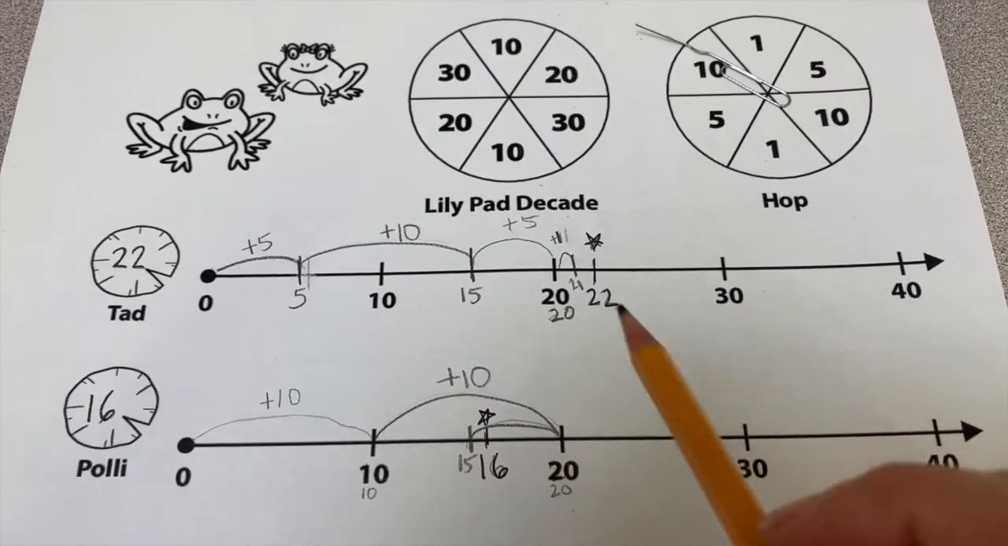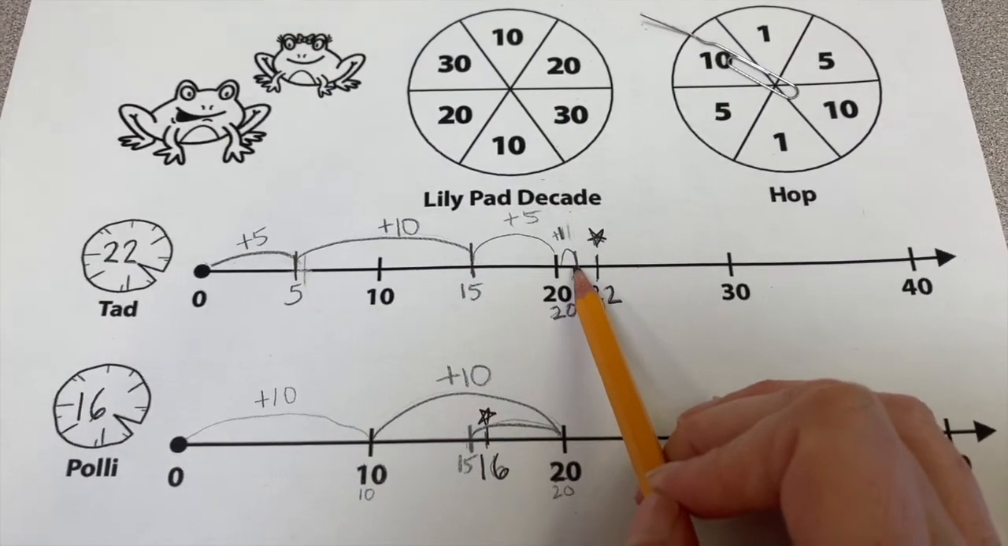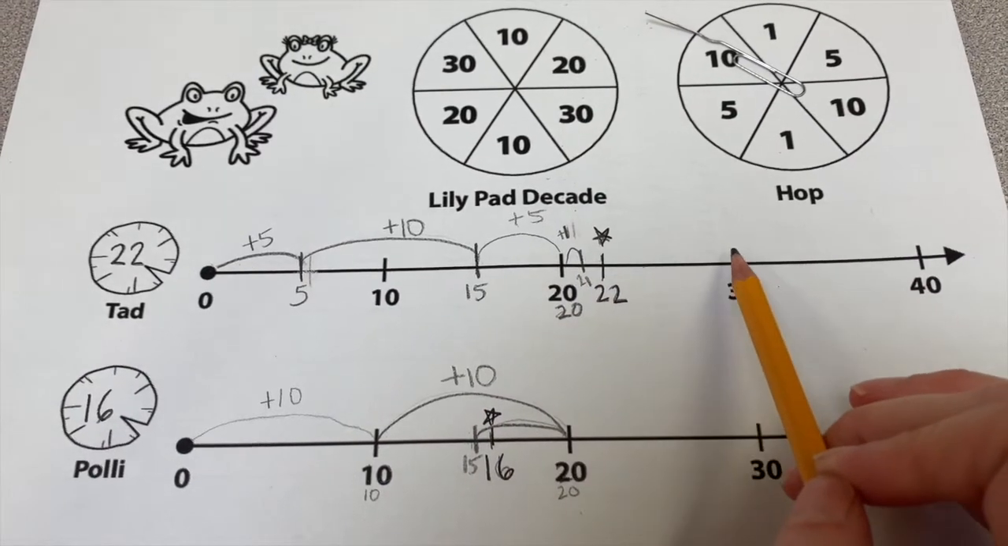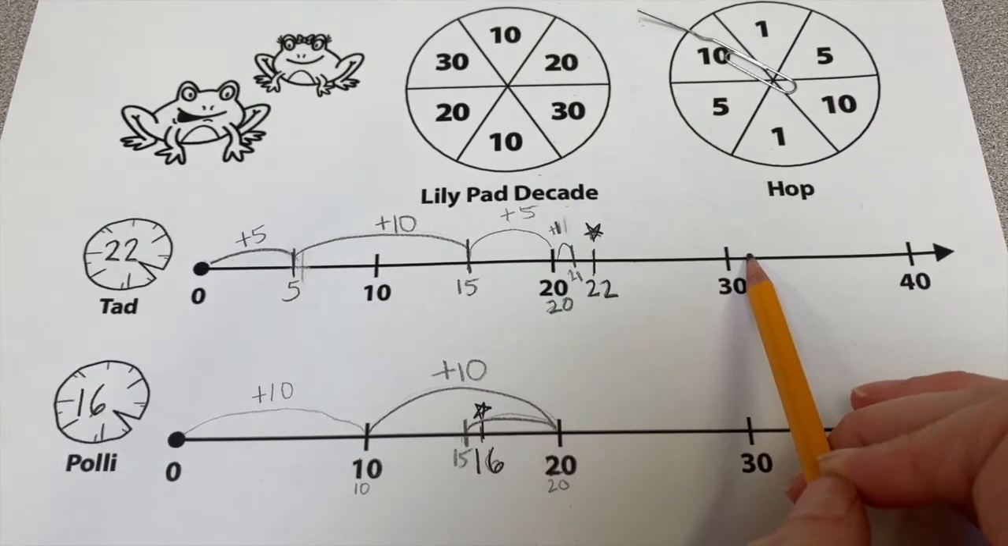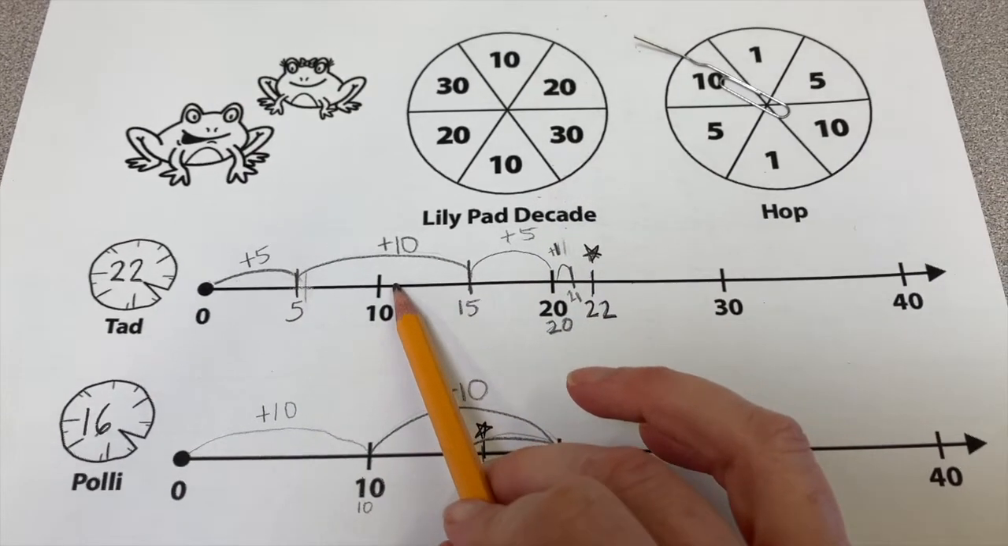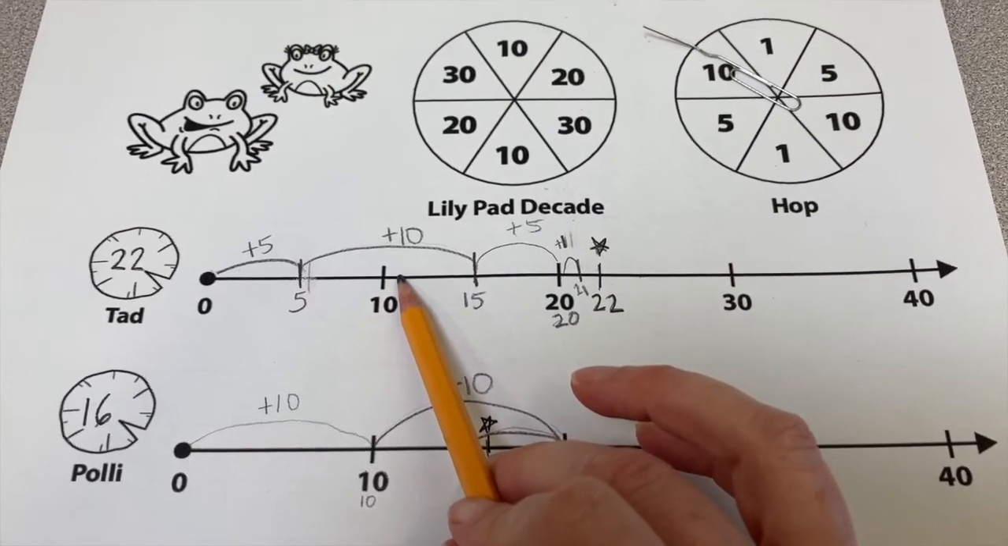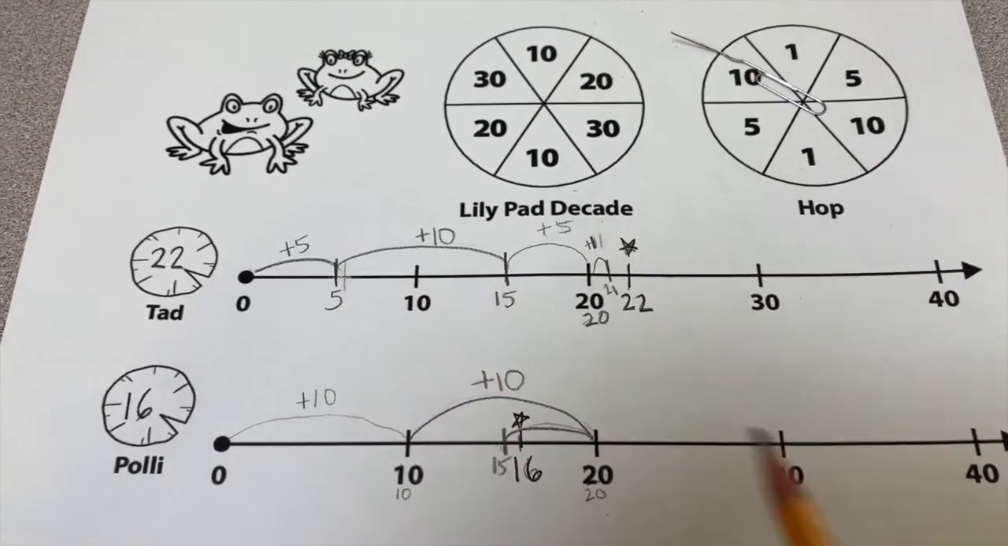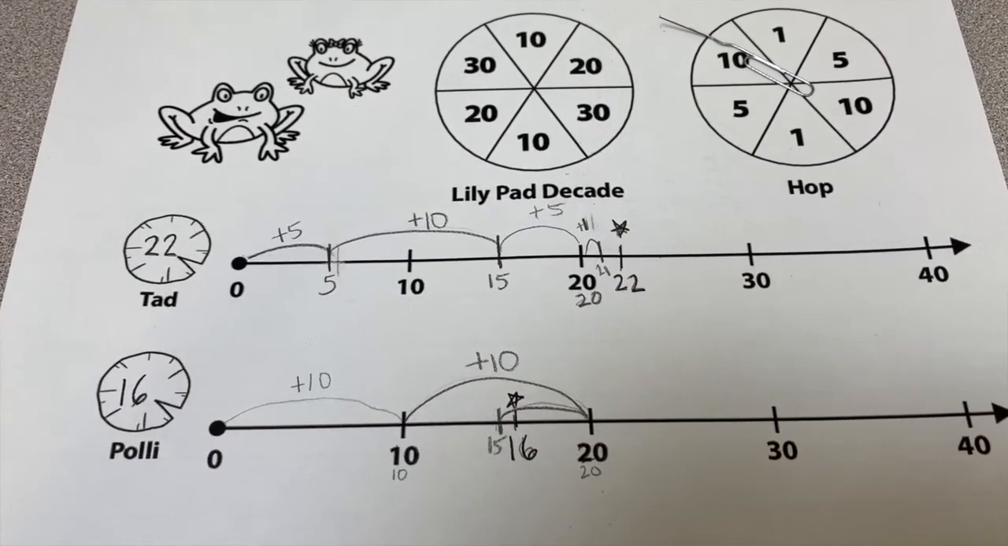Let's see what Tad gets. Oh my goodness, Tad spun a 10 again. Tad's at 21. If he goes forward 10, he'll end up at 31. If he goes back 10, he'll end up at 11. Do you want to go, Tad? No, thank you. Okay, I guess you're just going to hold there and wait for your one.